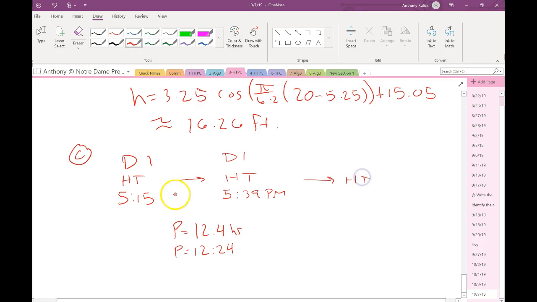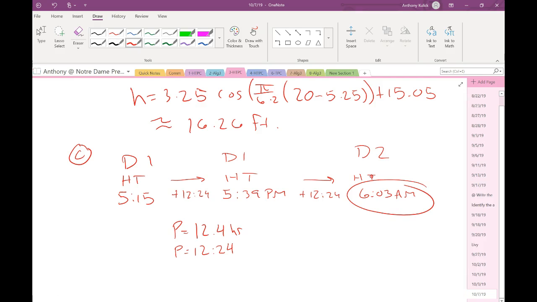My next high tide would occur adding 12 hours and 24 minutes. What am I going to get then? About 6:03 a.m., and that's on day 2. So that would be the first high tide on the following day. Does that make sense to everyone? I'm just adding some hours and minutes there until I get a time that's in the following day. It's probably the easiest way to attack that. What do you guys think?